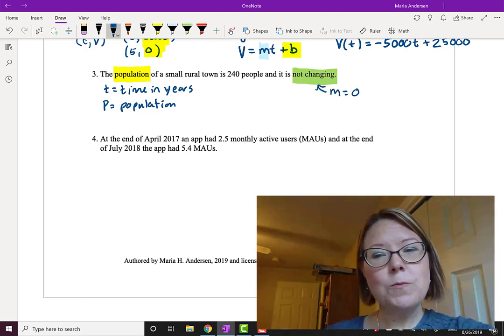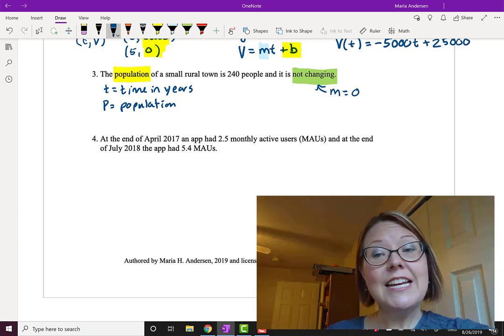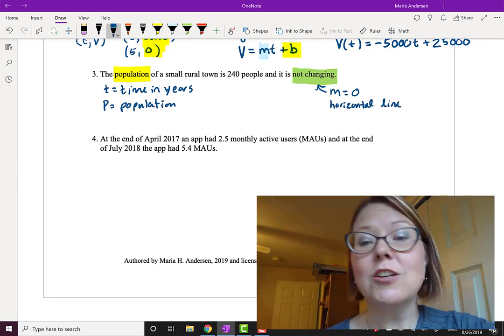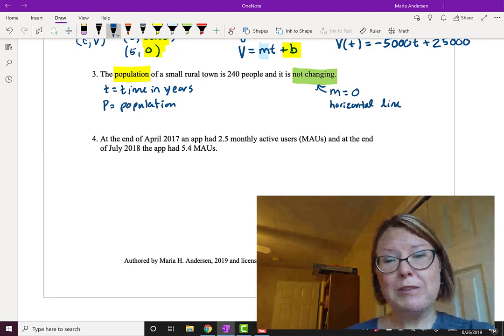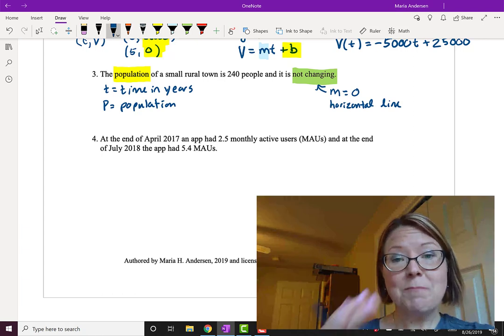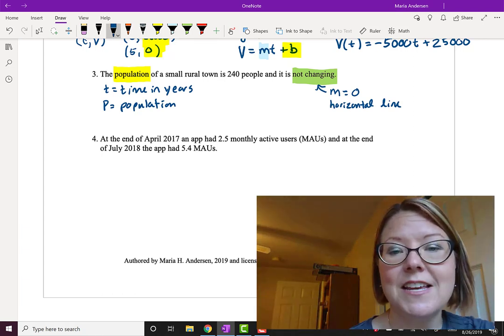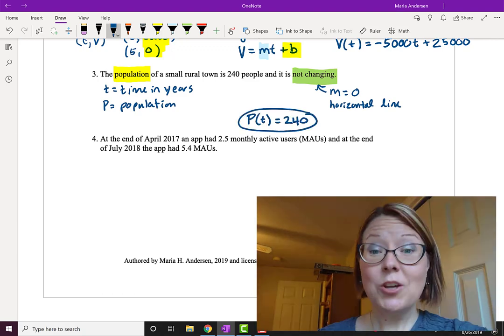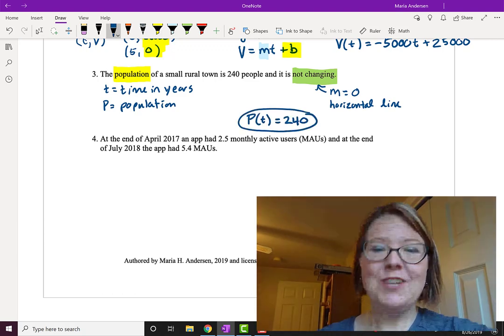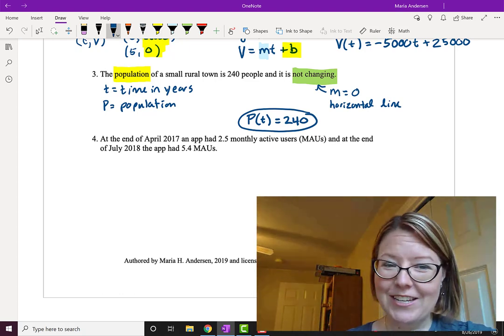Now, if the slope is 0, what kind of line do we have? It's one of those edge cases, right? It's a horizontal line. And a horizontal line would normally be represented by y equals some number. In this case, it's the population equals some number. It's p equals some number. And the number is 240. So the equation is p of t equals 240. That one was tricky because it was one of those edge cases.